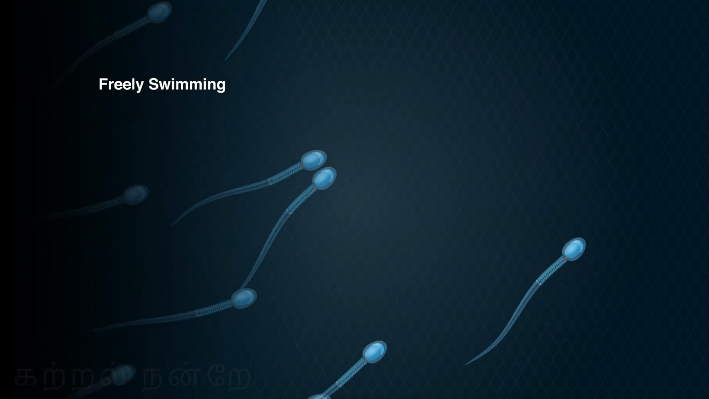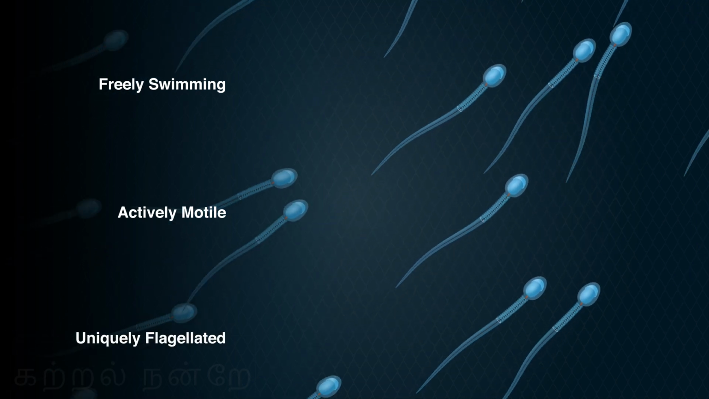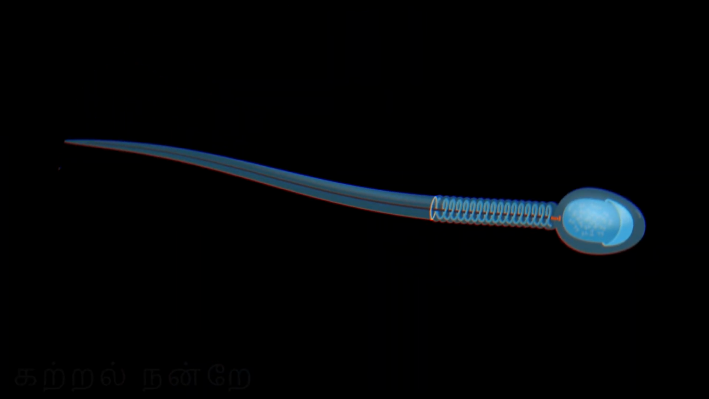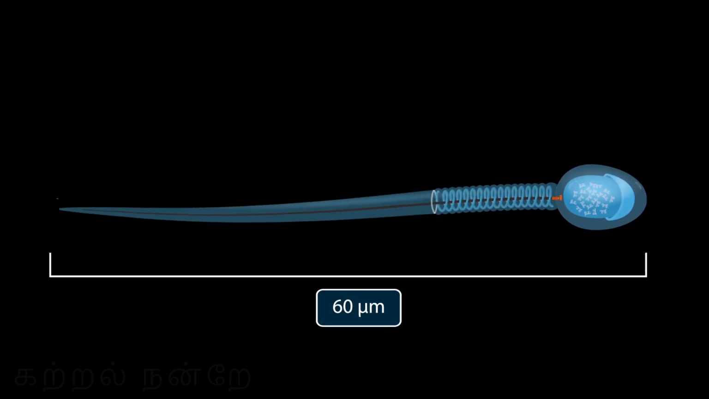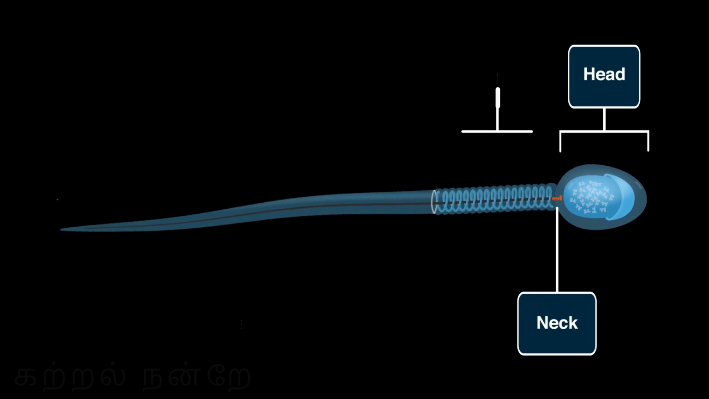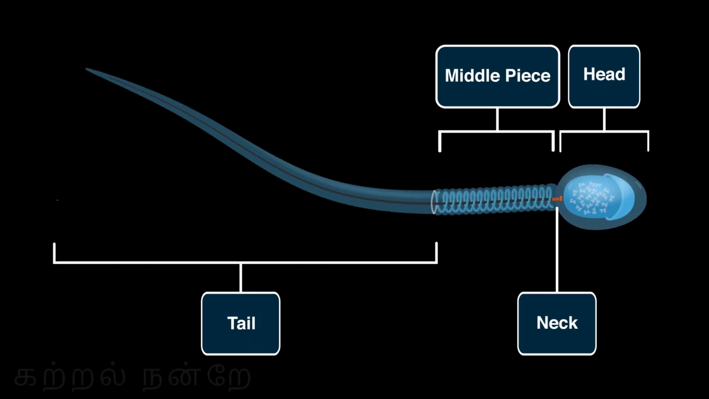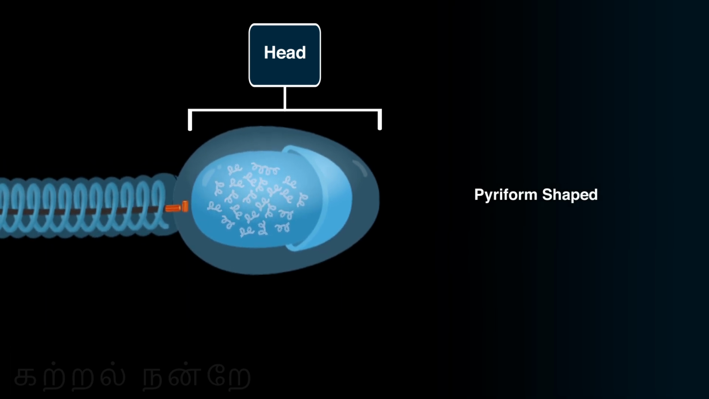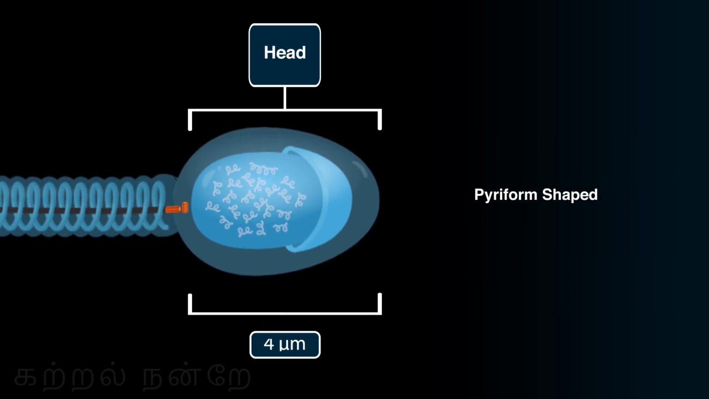Sperm are freely swimming, actively motile, and uniquely flagellated cells that are microscopic in nature. A single sperm cell is approximately 60 micrometers in length and consists of the following parts: head, neck, middle piece, and tail. The head of a sperm cell is piriform-shaped and measures about 4 micrometers in length.